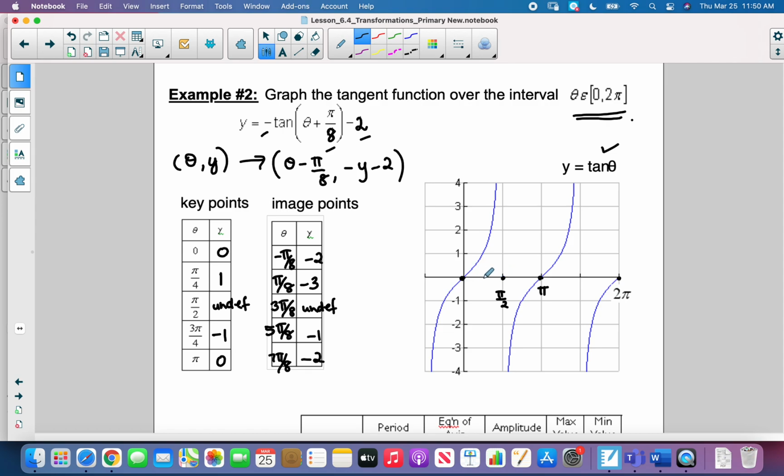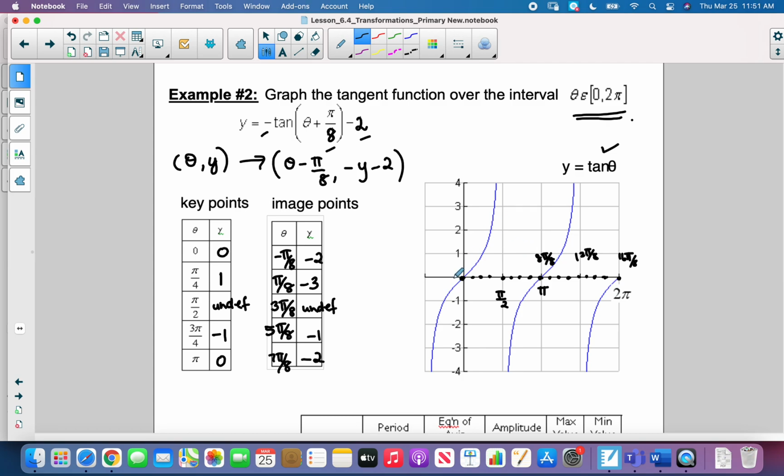So each part gets divided into 4 parts. So each of these is pi over 8, right? Pi over 8, 2 pi over 8, 3 pi over 8, 4 pi over 8, which is the same as pi over 2. Then 5, 6, 7, 8 pi over 8, which is the same as pi. Then 9 pi over 8, 10, 11, 12 pi over 8, 13, 14, 15, 16 pi over 8, which is the same as 2 pi. So I just divided it accordingly.